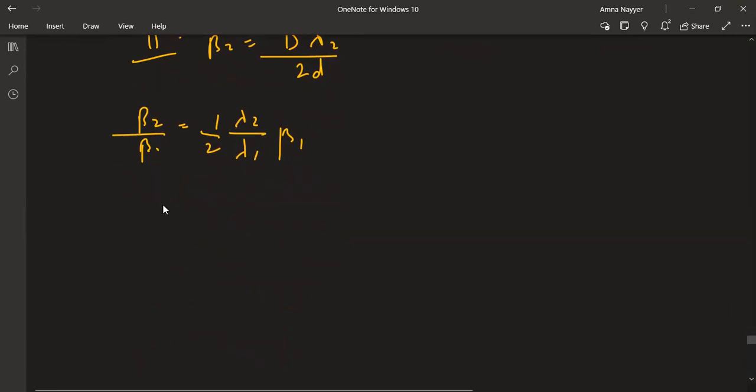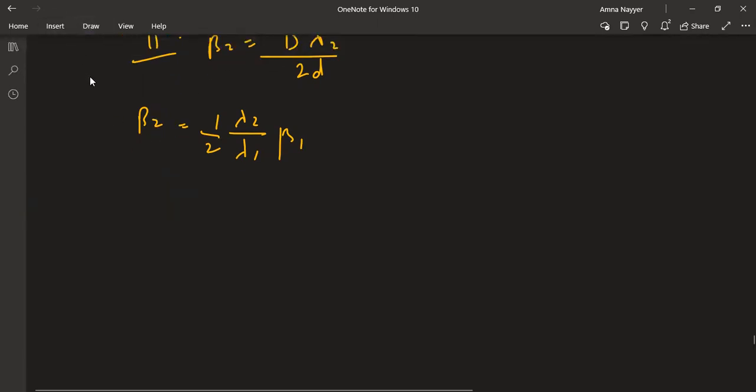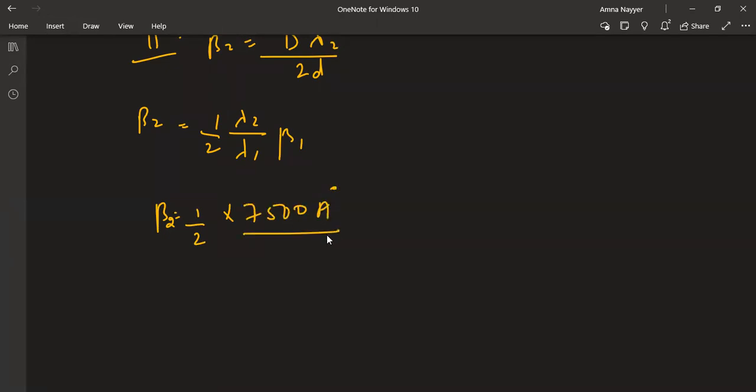So beta 2 will be half into lambda 2, which was 7,500 angstrom. Do not convert it, everything will cancel. Lambda 1 is 6,000 angstrom and beta 1 is 0.8 millimeters. The zeros cancel, here we have 2, and here we have 0.4 millimeter. Do not convert millimeter either, because we'll keep our answer in millimeter. So your answer will be 0.5 millimeter.